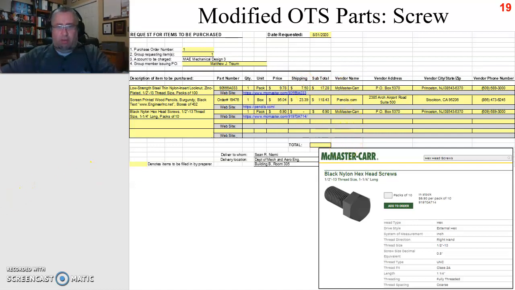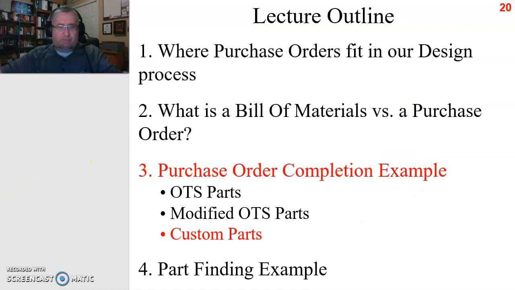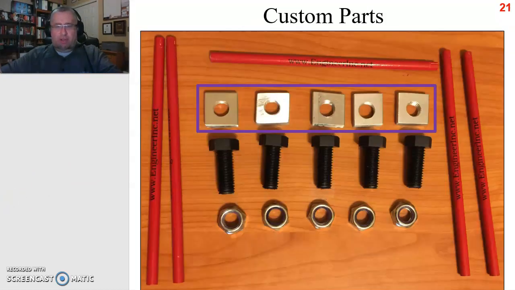Okay, so that's our one modified OTS part. Next is custom parts. So we have one type of custom part in these pencil top fidget kits, and that is the focus or the fidget nut. And these are custom parts because they basically start out as just raw material, right?